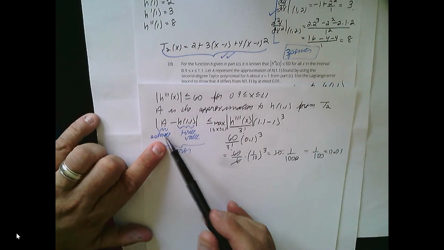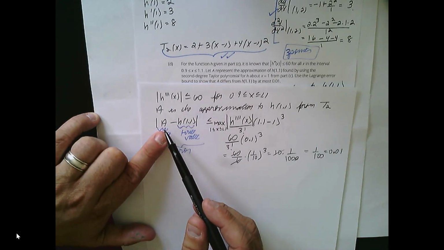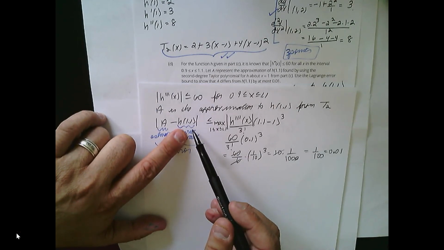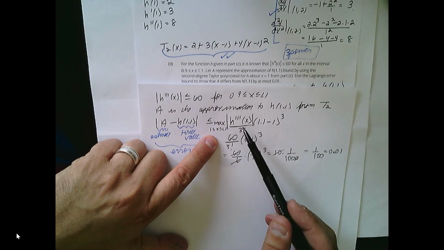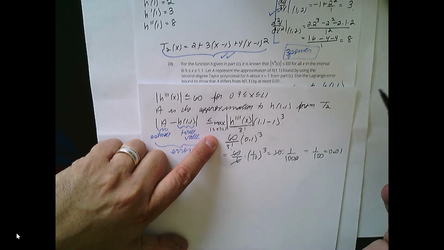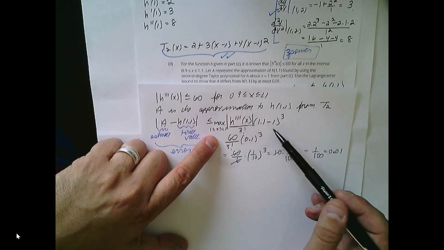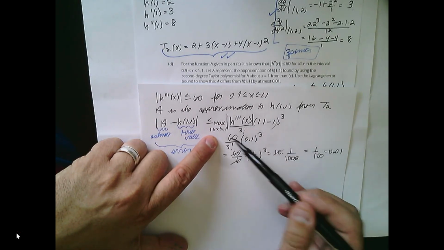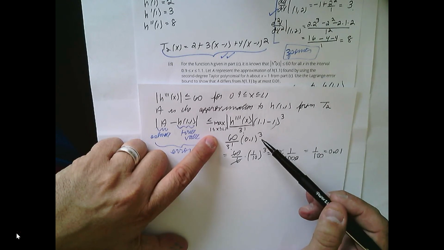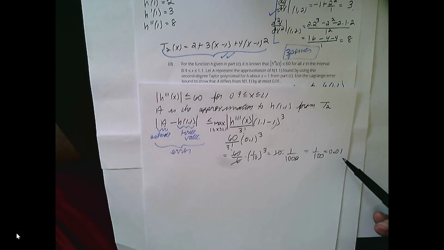Lagrange says that the difference, just one more time, between the estimate that I get from my Taylor polynomial and the true value, that's the error, is less than or equal to the maximum value of the absolute value of the next derivative divided by 3 factorial times 1.1 minus 1 cubed. Basically, all of this is the degree 3 term in your Taylor polynomial. We were able to work it through and simplify and show that that error is less than 0.01.